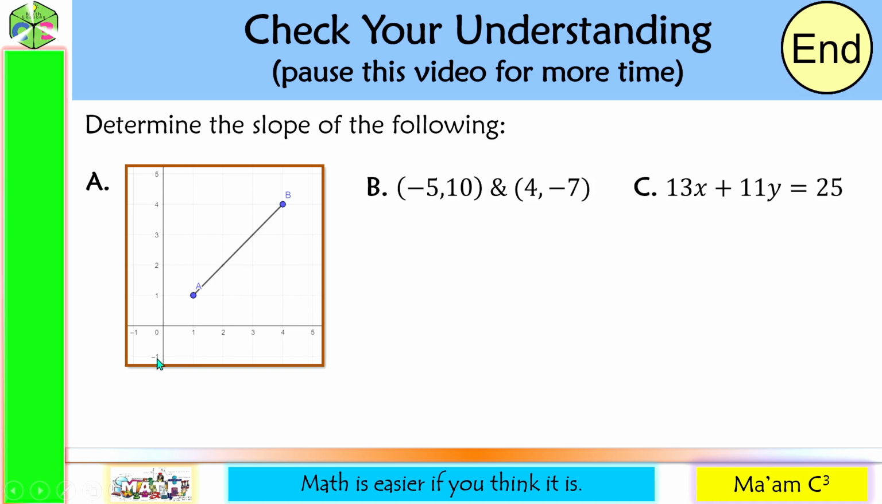Let us answer for letter A. Our rise is 1, 2, 3. Our run is also 1, 2, 3. 3 over 3 is 1, so the slope is equal to 1.